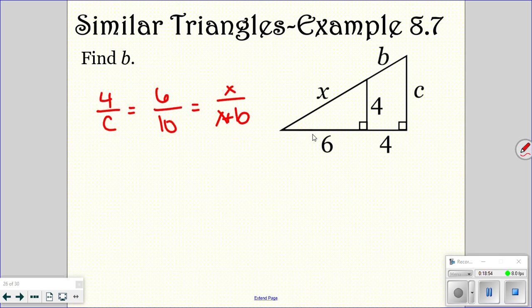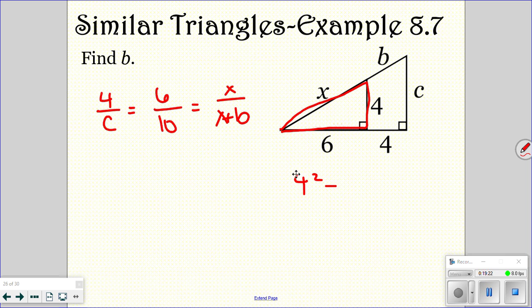So the 10 came from adding the 6 plus 4. You don't multiply those, you just add them together. So that's why it's x plus b. You just add those two together. We're looking for b, but I have to find something else first before I can find b. So I've got an x here. So if you go back over here, what do you notice about this triangle? Can we find x from this triangle alone?